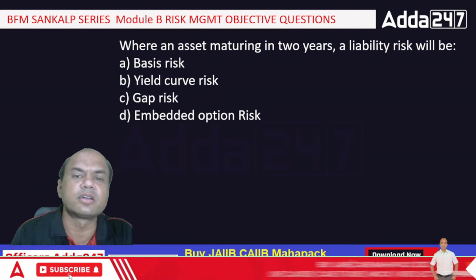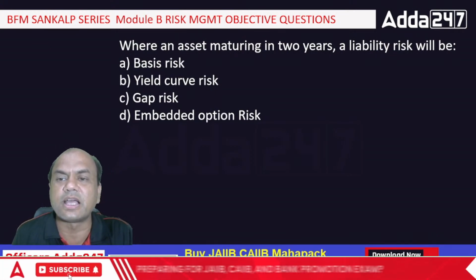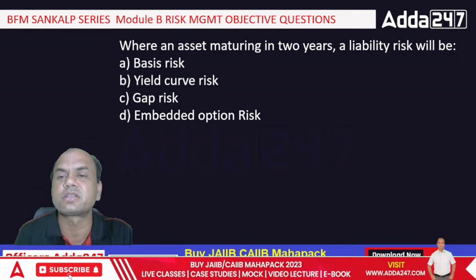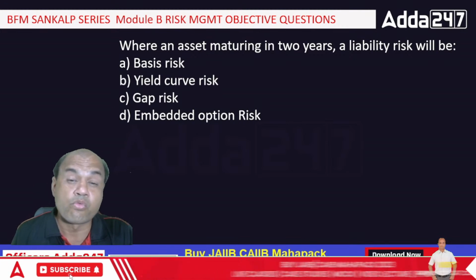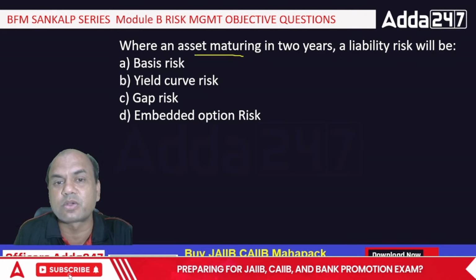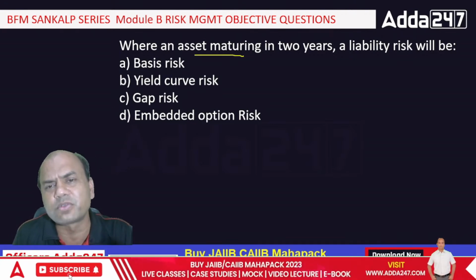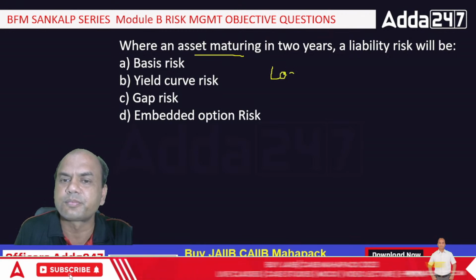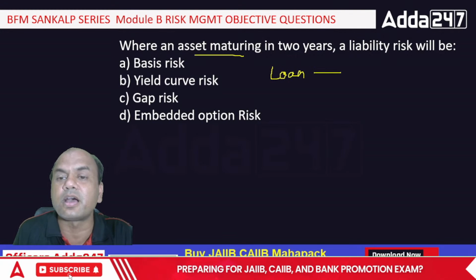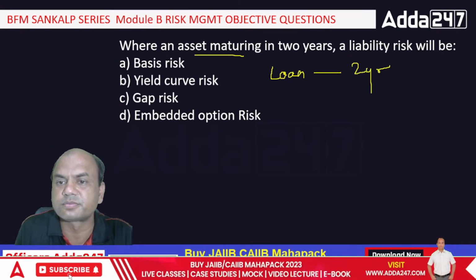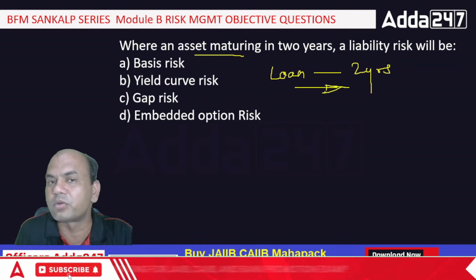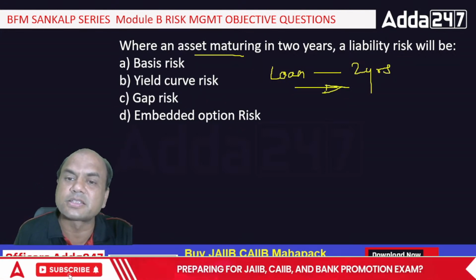When an asset is maturing in 2 years, the liability risk will be basis risk, yield curve risk, gap risk, or embedded option risk. Difficult one, isn't it? When an asset is maturing in 2 years, what does it mean? I've given a loan. Asset means loan. The loan is given and it will be repaid after 2 years. Now, what does it mean? My funds have gone out. Now, the liability risk.